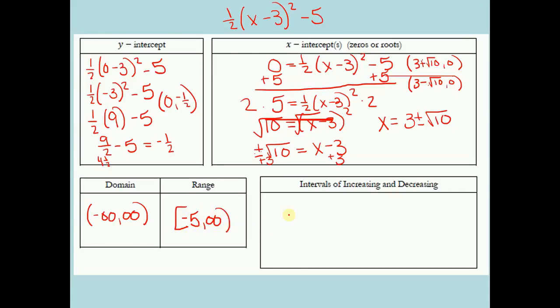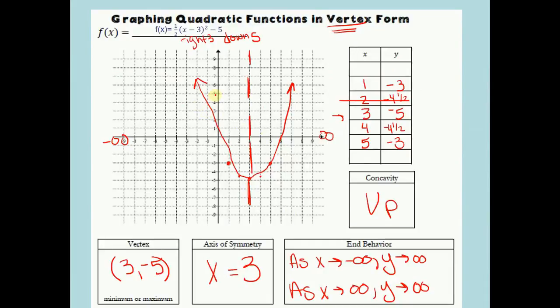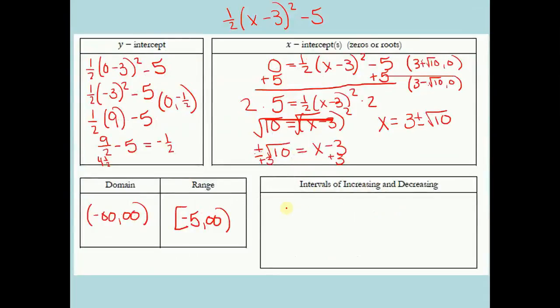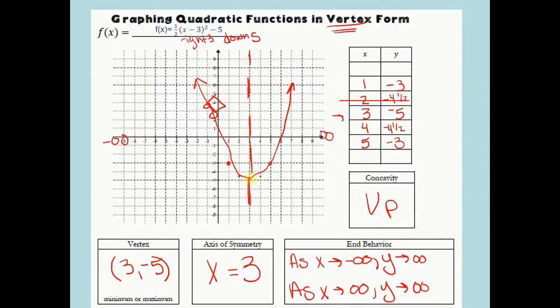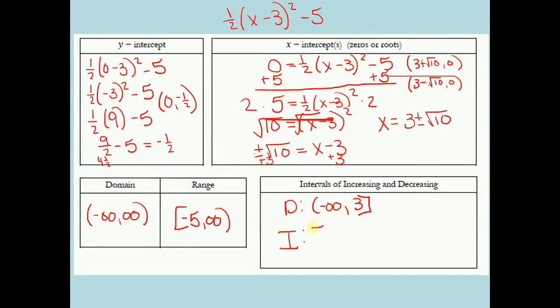And what about decreasing and increasing? Well, if I draw my car here, he is going down the hill until he hits right here, which is an x value of 3. So I do know I'm decreasing from negative infinity to 3. And then it looks like I was increasing from 3 to infinity.